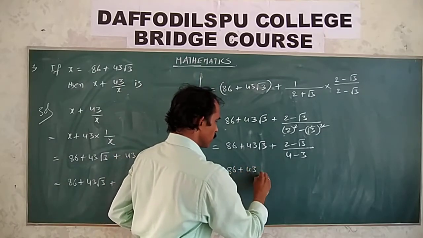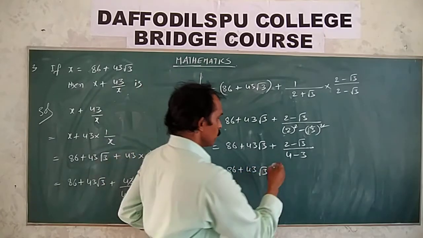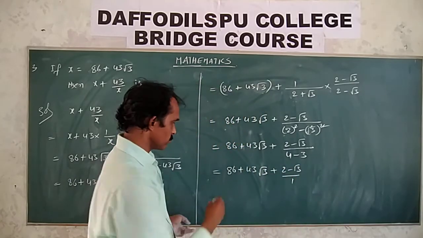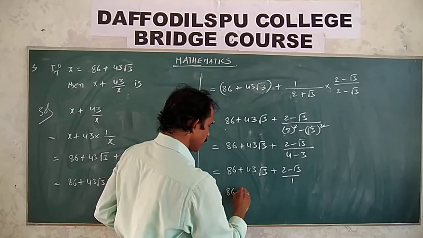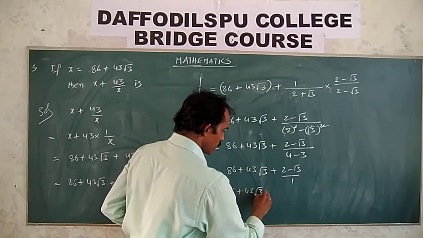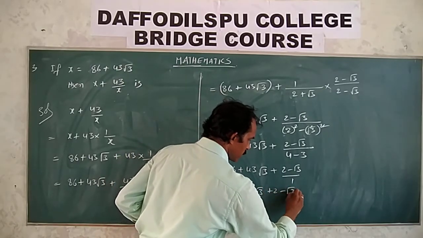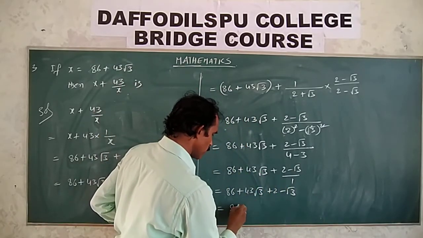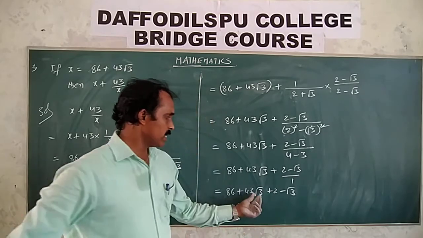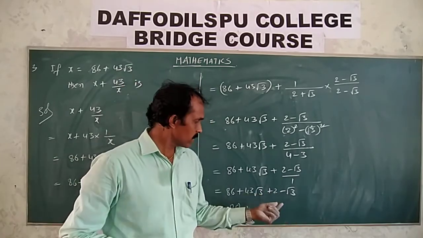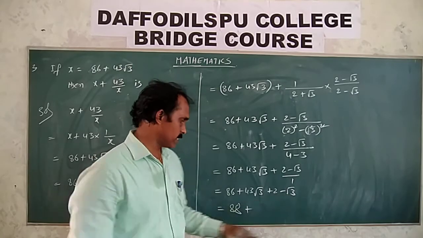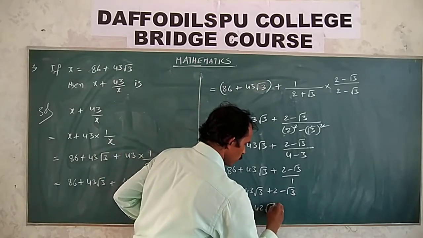86 plus 43 root 3, plus 2 minus root 3 by 1. This value is equal to 86 plus 43 root 3 plus 2 minus root 3. 86 plus 2 is 88. And 43 root 3 minus root 3, like 43x minus x, 42x. Therefore, 42 root 3.